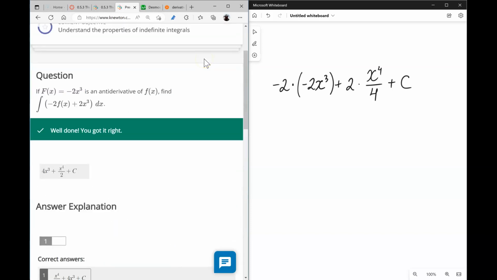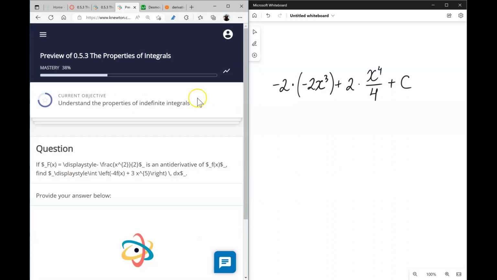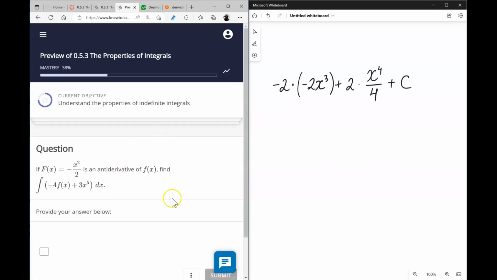I just love watching that progress bar growing, don't you? And another one of this, it's getting pretty boring.